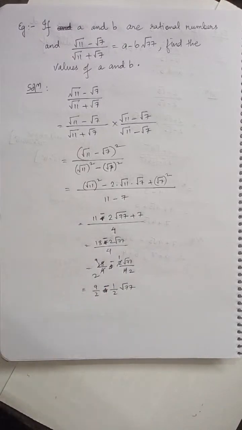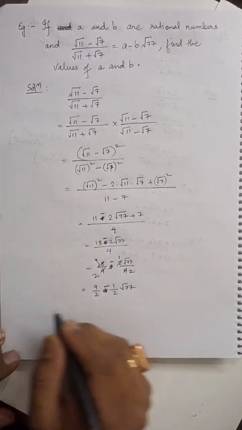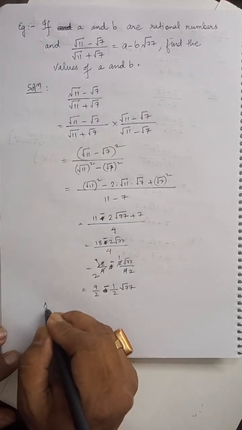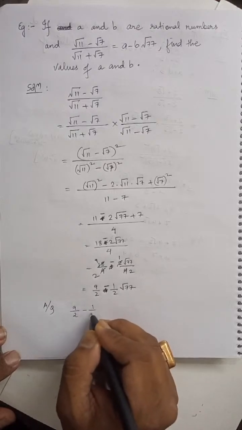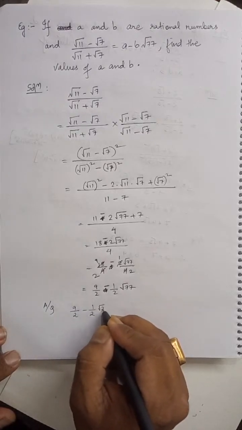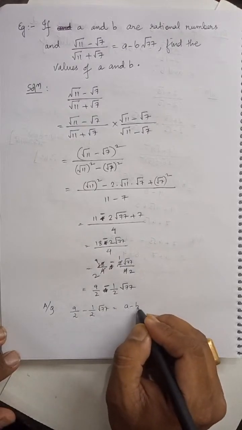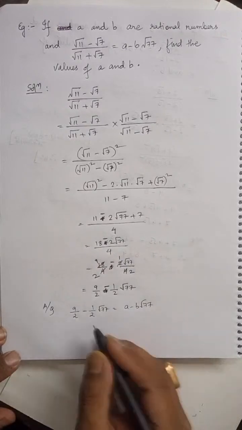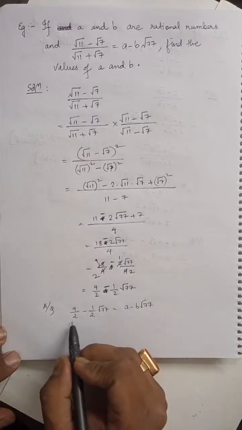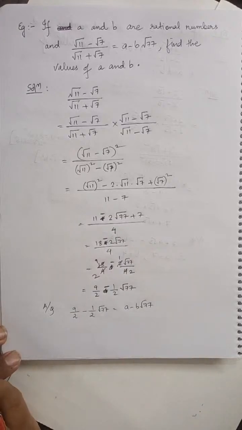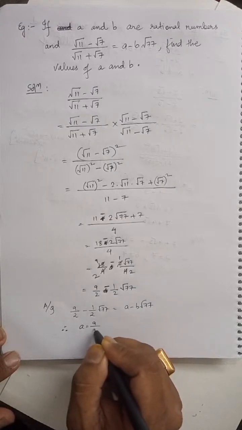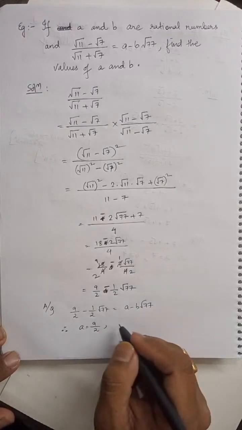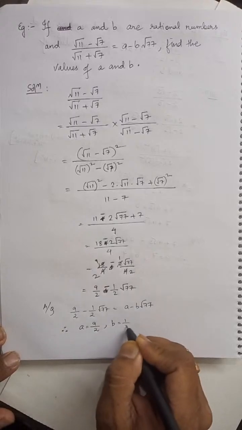Okay, so according to the question, this part 9 by 2 minus half root over 77 is equal to how much? A minus b root over 77. So by comparison we can say that the value of a is 9 by 2 and the value of b is half. And therefore I will write a equals 9 by 2 and b equals half. Okay.